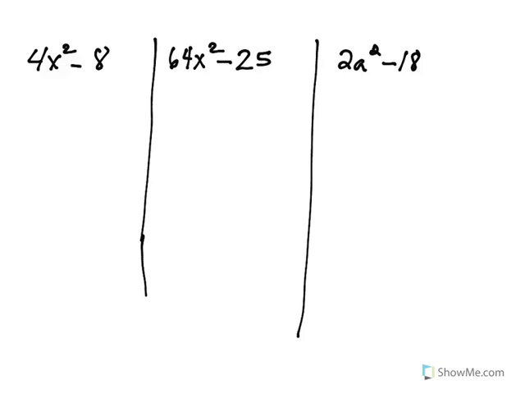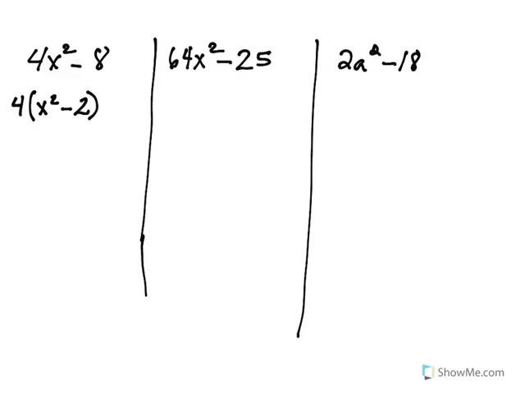Okay, so we have 4x squared minus 8. So we're factoring binomials right now. So we look at this binomial, and remember, you should always see if there's a greatest common factor. So here, the common factor is a 4. So I'm going to factor out 4. So I get x squared minus 2.